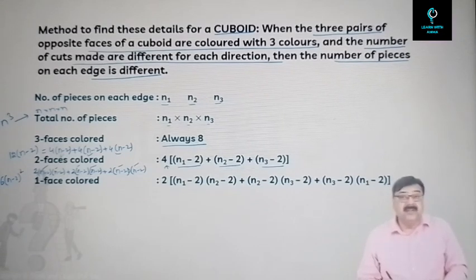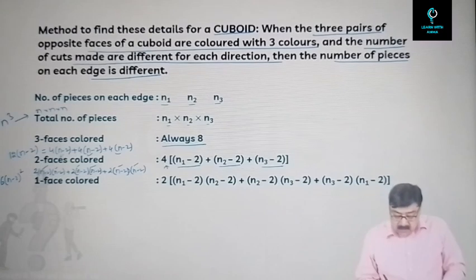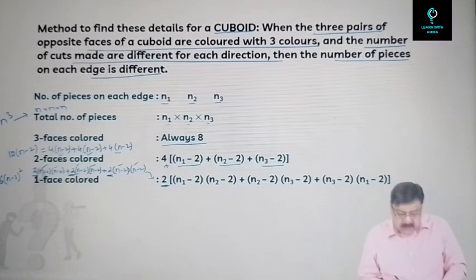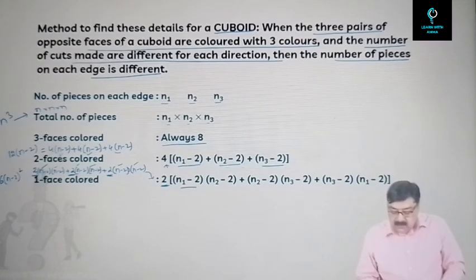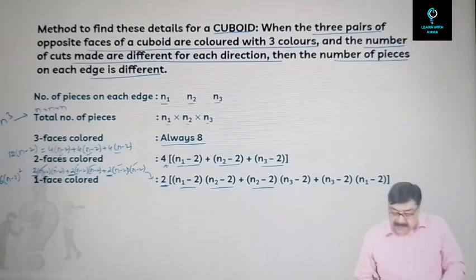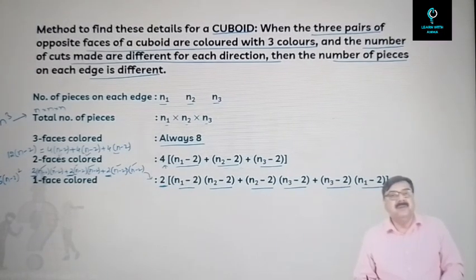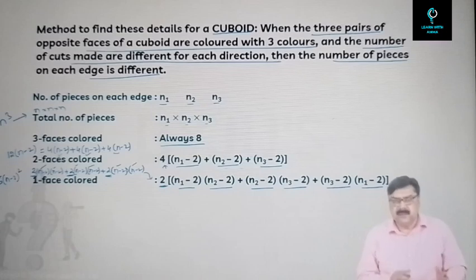Now, for the case of cuboid, it is not this. So, 2 I have taken here as common from this. As you can see, 2, here also 2, here also 2. Then (n1 minus 2) into (n2 minus 2) plus (n2 minus 2) into (n3 minus 2) plus (n3 minus 2) into (n1 minus 2). We will solve a question on this. Don't have to worry about it.